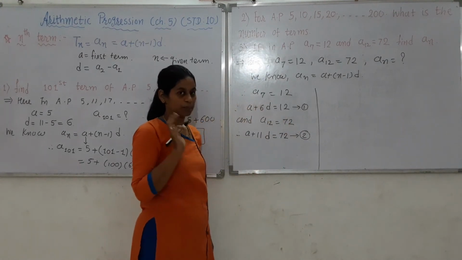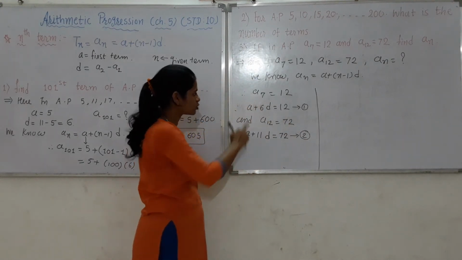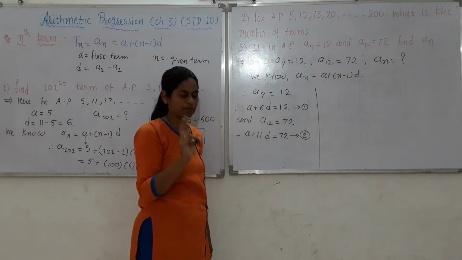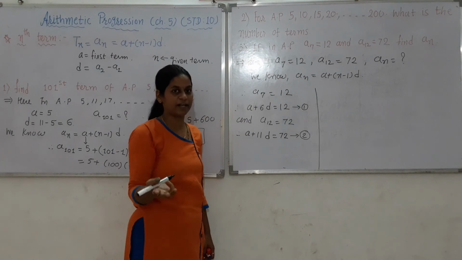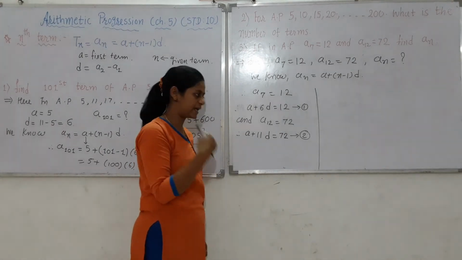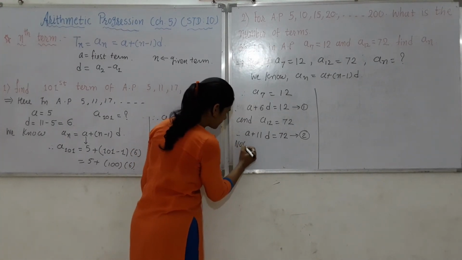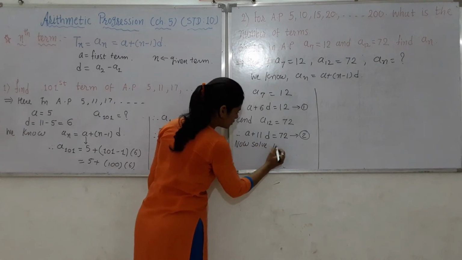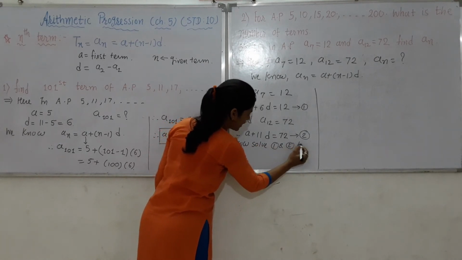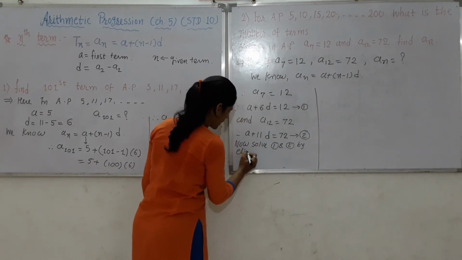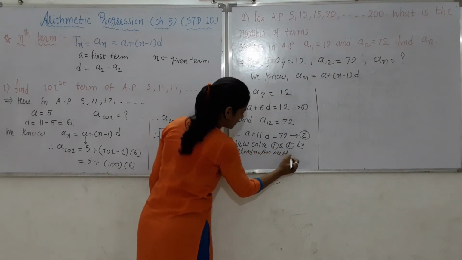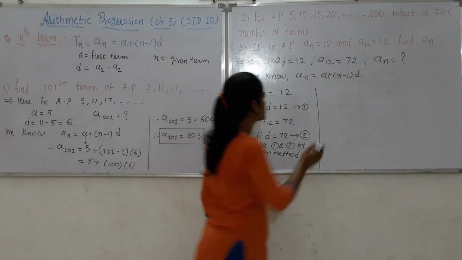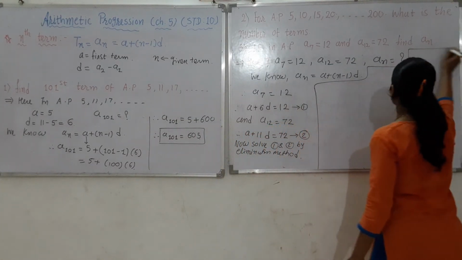Now by our chapter 3, pair of linear equations, these are linear equations in the form of A and D. Now solve these two linear equations and find out the values of the variables A and D. So now solve 1 and 2 by any method. So I apply the elimination method here. So how can you solve these two pair of linear equations?